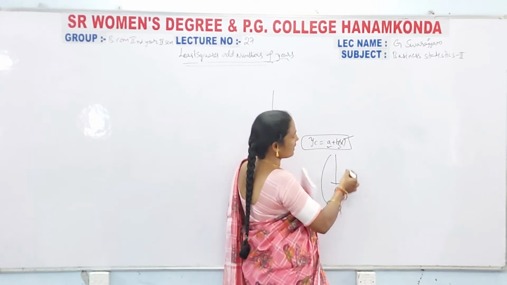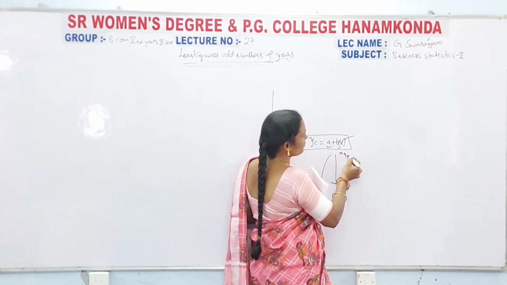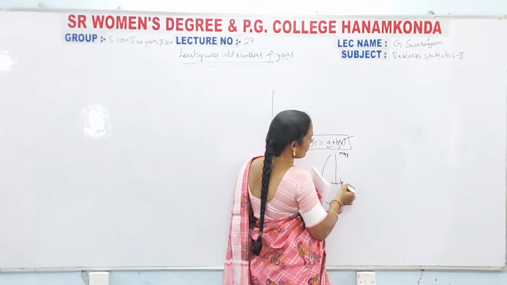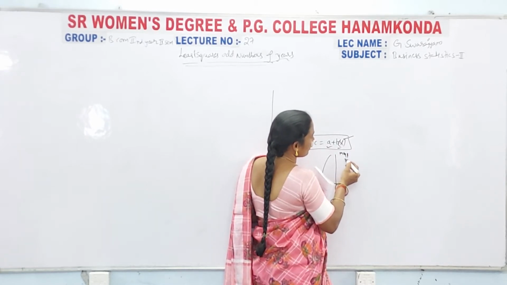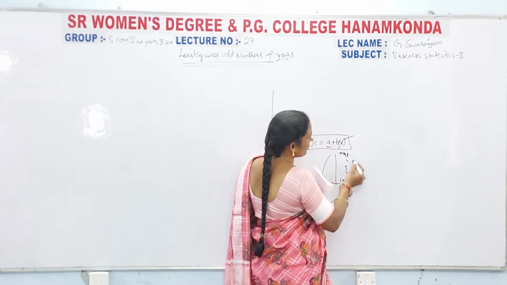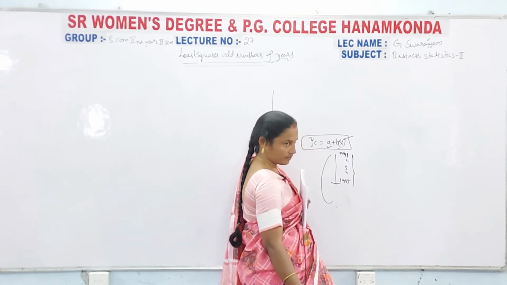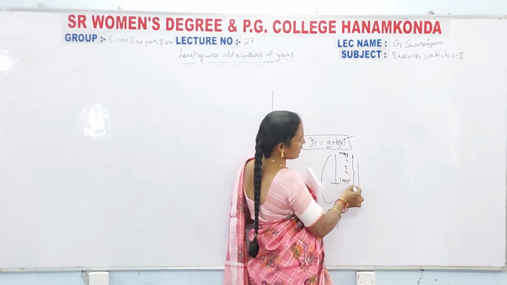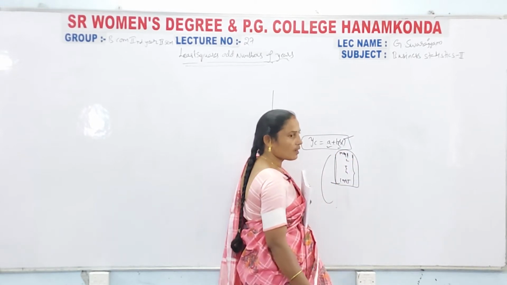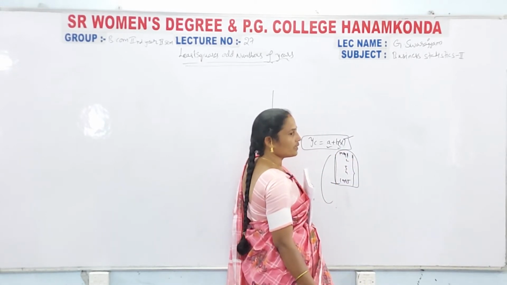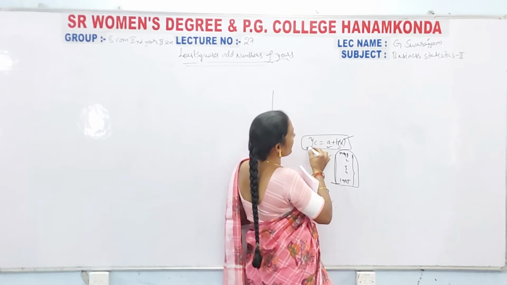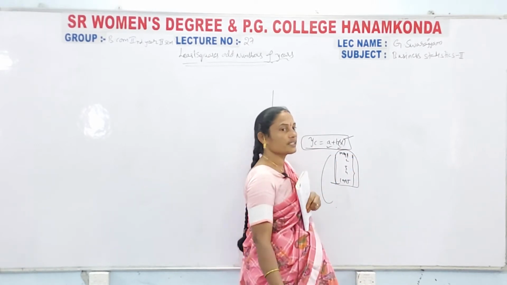So 1991 to 95 are given, these are the 5 years: 1, 2, 3, 4, 5. These are an odd number of years. Total 5 years are given. This is an odd period, an odd number period of the years. We have to calculate the YC is equal to A plus BX value.